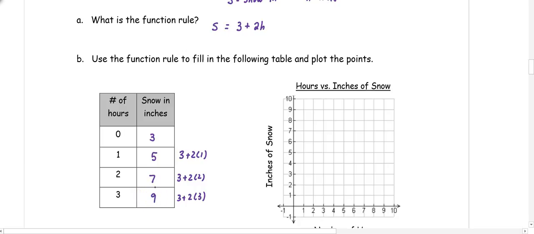So we're going to plot that on our graph. For 0 hours, we have 3 inches. At 1 hour, we have 5. At 2 hours, we have 7. And at 3 hours, we have 9.